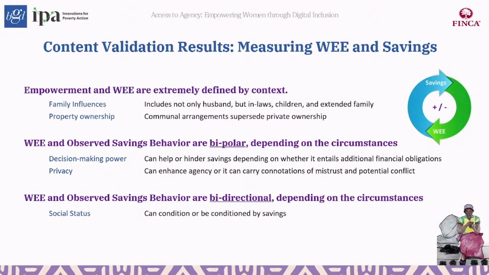So here are some quick insights and examples from that content validation stage, which is the first stage of our study. First, we observed that many general WE constructs needed to be detailed out to a much greater degree in order to be meaningful for women in the context of their savings activities. For example, when we asked them whether their husband or spouse was restricting their social activities in any way, they were very quick to point out that there were other family members besides the spouse who could be just as problematic, citing in-laws and other members of the extended family.